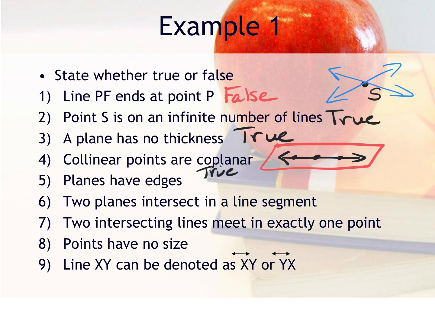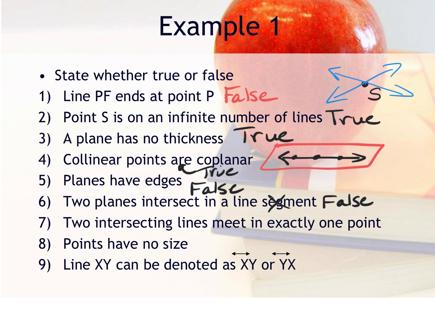How about planes have edges? False. Good. Remember, it goes forever. Two planes intersect at a line segment. Beautiful. It always intersects at a line, not a line segment. So the way it's written is false. It has to be just a line.